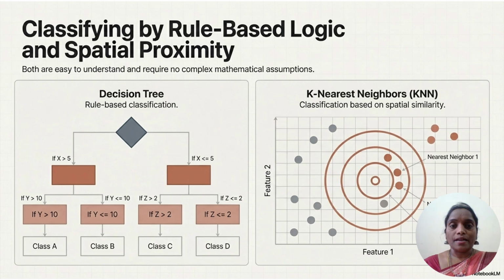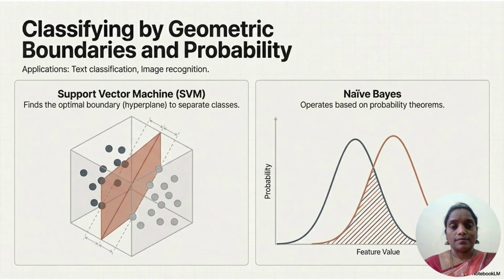Decision trees classify data using a sequence of decision rules and conditions. These are simple to understand and interpret. KNN, K nearest neighbors, classifies the data point based on the majority class among its nearest neighbors. Both methods are widely used due to their simplicity and effectiveness in classification tasks.